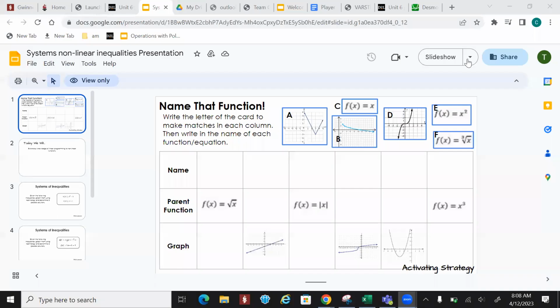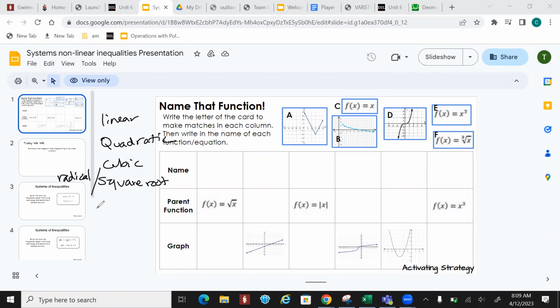This is name that function. So we've learned a lot of different types of functions this semester and last semester. So the first one we got right here. Okay, looking at this, we have a parent function, which is the square root of x. What type of function is that going to be? What is the name of that? Is it linear? Is it quadratic? Is it cubic? Is it a square root, or also known as a radical?